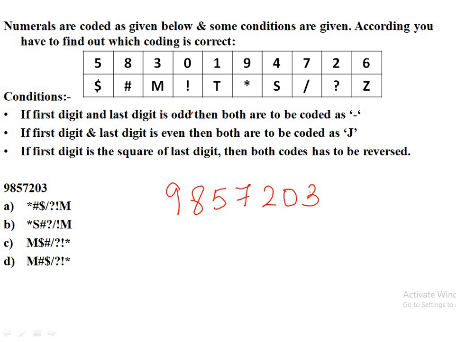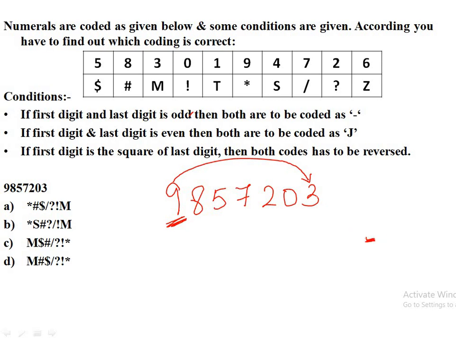So understand one thing. Here 9 and 3 are said to be odd numbers. Correct. And 3 square is also 9. Is this clear? So let's read the last condition. If the first digit is the square of the last digit. Now we need to check whether the provided first digit is the square of the last digit or not. Yes. If yes, then we need to move with the given condition. Hence, here both are odd numbers, but still kindly see the options. We don't have an option regarding the minus symbol, correct?